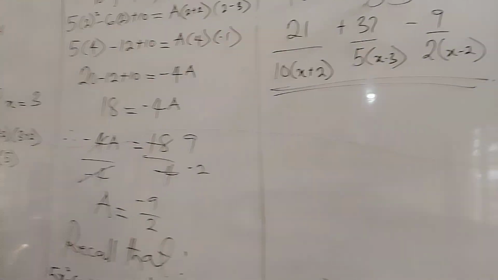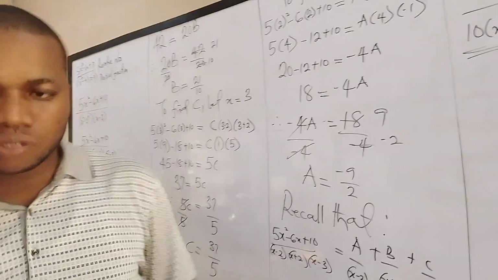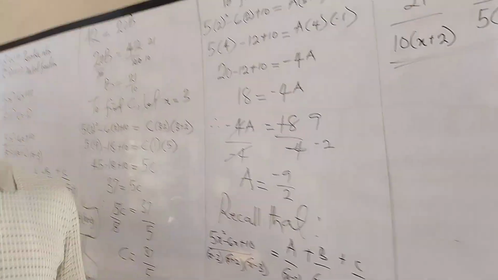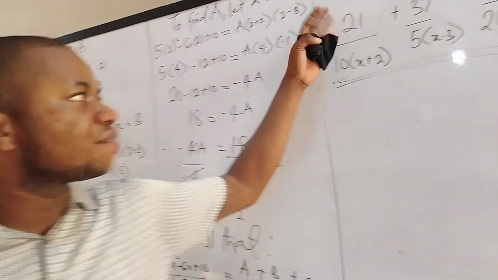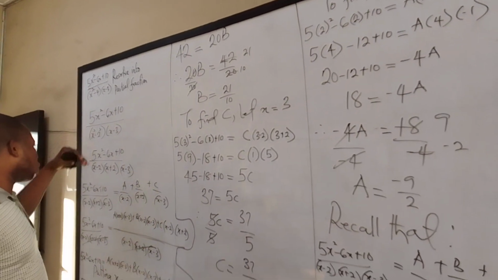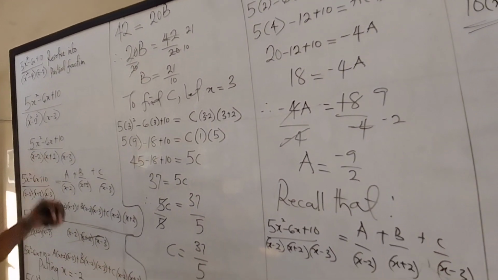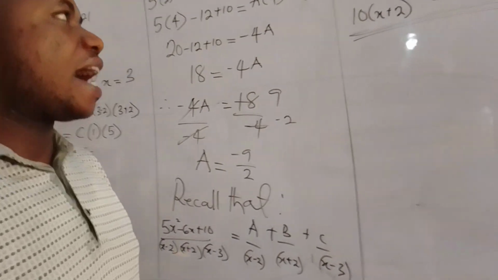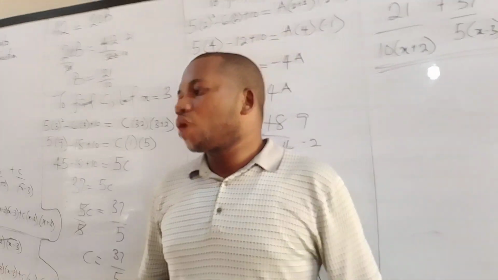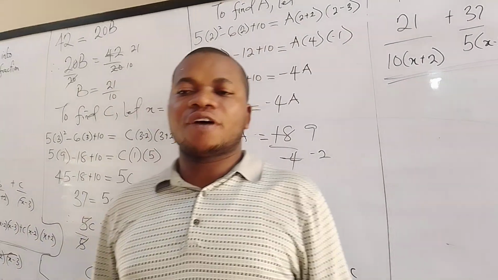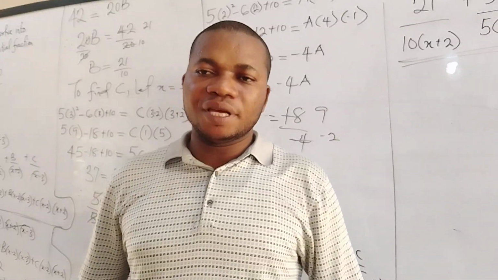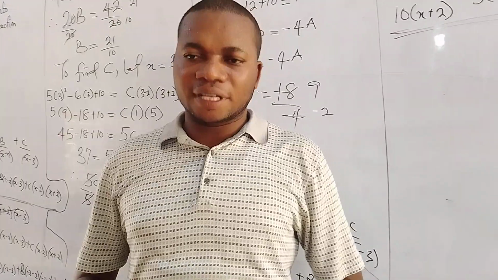If you want to check your results, you can check based on what I've taught you so far. I've already done 2 examples on how to check your results. If you apply the same thing here, you will fall back to this equation. So at this juncture, we call it a day on partial fraction till we meet another time. Thank you.